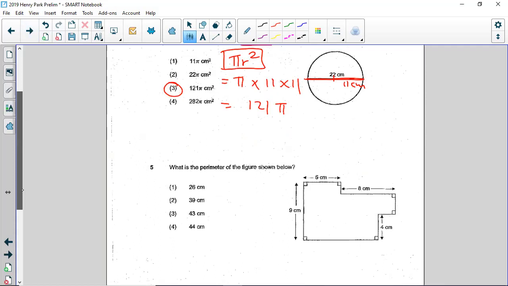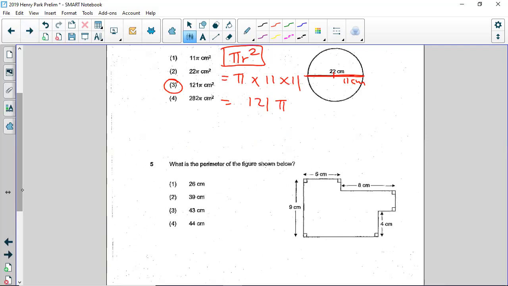Now, question 5, when I see this picture, immediately there is a method that comes to my mind. What's the method? I'm trying to find perimeter. So I use the pull out method. How do you use the pull out method? Why do we need to use it? Because I don't know what number is this side. I don't know what number is this side. So how are you going to add all the sides? You cannot add all the sides, right?